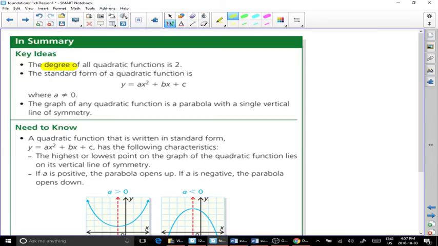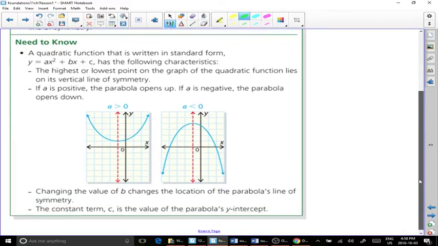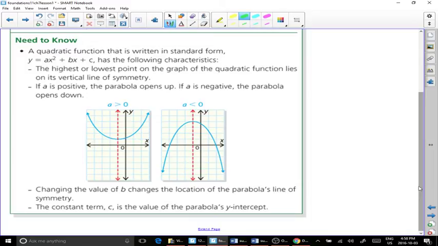Standard form of a quadratic function is written in the form y equals ax squared plus bx plus c. And the only thing we say is that a has to be something other than 0. Could be positive, could be negative, could be a fraction, could be a decimal, just can't be 0. And the graph of any quadratic function is a parabola that has a single vertical line of symmetry. The highest or lowest point on the graph lies on the line of symmetry.